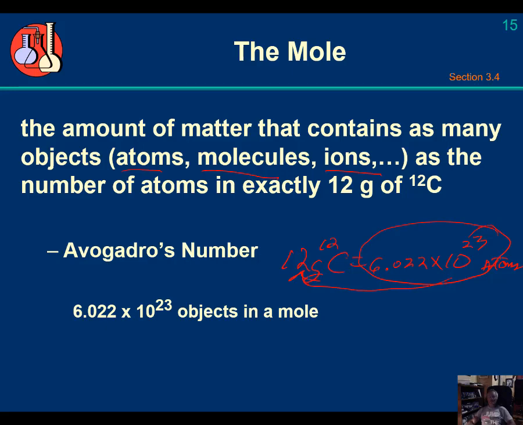Say it with me. 6.022 times 10 to the 23rd objects in 1 mole, which means that if I have 12 grams of carbon-12, I have 6.022 times 10 to the 23rd atoms of carbon-12. So it's a way to weigh something and then use that mass or weight of a substance and determine how many atoms or ions or molecules of that substance that you have. And that's what we're going to do.